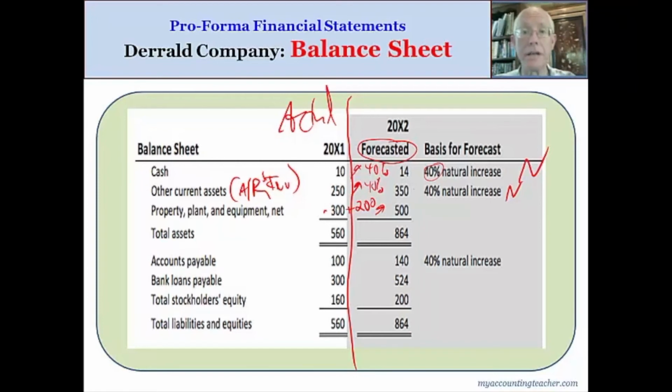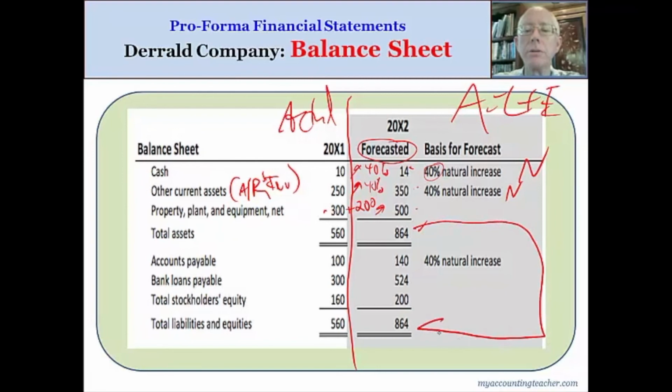Next year, I can actually now add up my total assets. Forecasted total assets. 14 plus 350 plus 500 is 864. Forecasted total assets for next year. So in order to do what my plan is for next year, I'm going to need $864 in total assets, which means at the same time, because assets equal liabilities plus equity, my liabilities plus equity also have to be 864. Because if I need $864 in assets, I need $864 in financing to buy those assets. And we're going to come back and confirm that that's true in a minute.